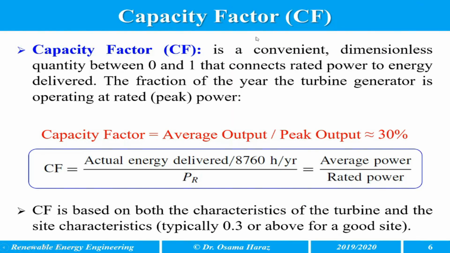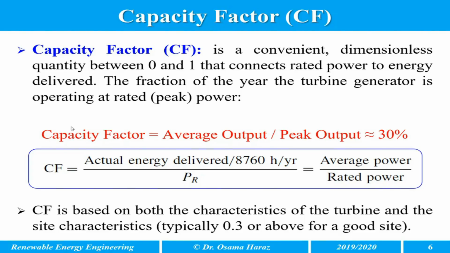So in this slide, we are going to talk about the capacity factor, CF. The capacity factor definition is a convenient dimensionless quantity between 0 and 1 that connects rated power to energy delivered. So the fraction of the year the turbine generator is operating at a rated peak power is CF.